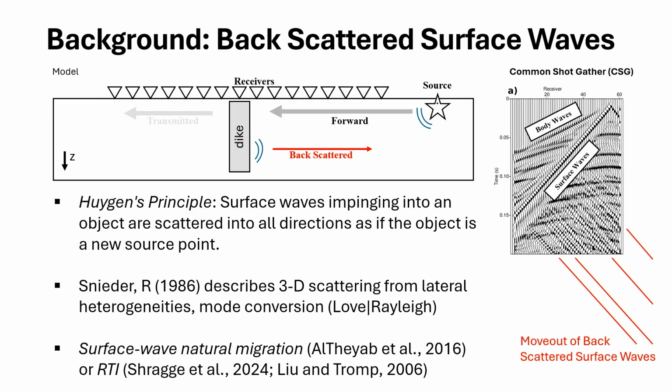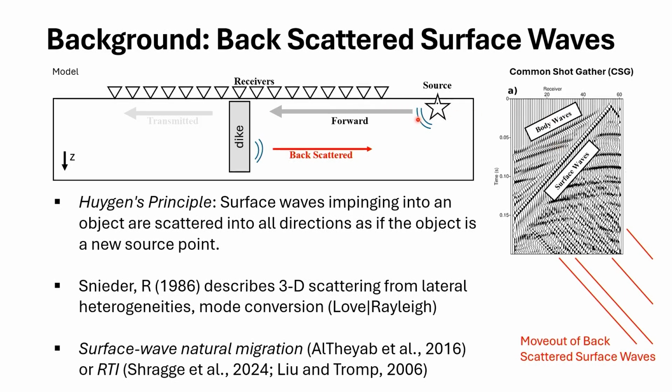And instead of impinging on the tops of structures, the horizontal interfaces, they're impinging on the sides or the vertical interfaces. So that's what I have in this little diagram here, just showing the source radiating energy laterally, impinging on a dike, and then backscattering.